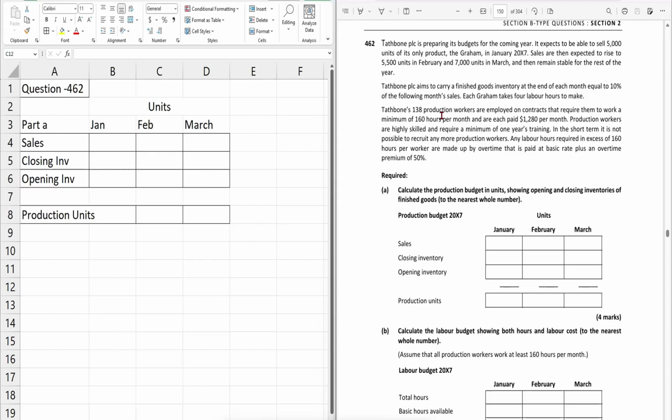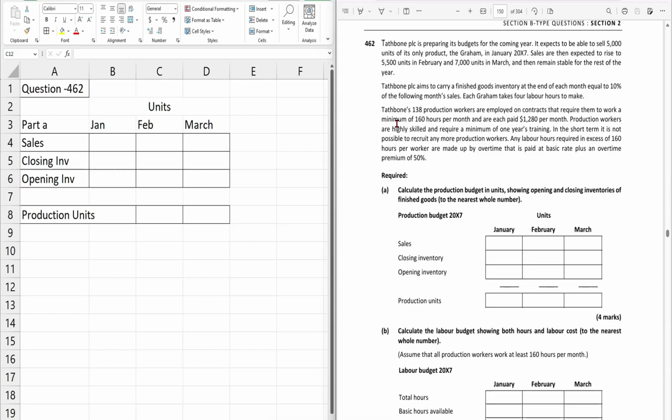So by reading this paragraph, what I understand is that currently the company has 138 production workers and they work a minimum of 160 hours per month and they are paid 1,280. But in the short term it is not possible to recruit workers, so if the company wants them to work overtime, in that case the company has to pay an overtime premium which is 50%. Okay, so this is what this paragraph is saying. Now let's come to the requirement.